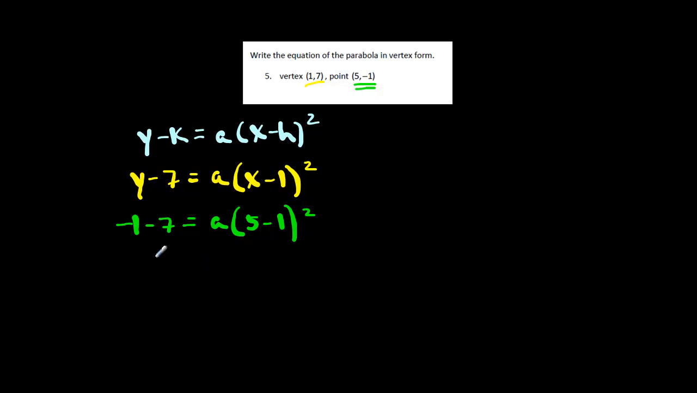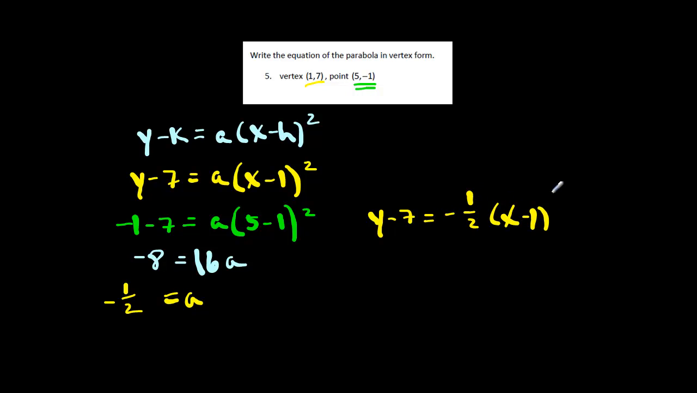So let's simplify this. We have negative 8 equals 5 minus 1 is 4. 4 squared is 16. So times a is going to be 16a. If I divide both sides by 16, a is going to be negative 8/16, which is negative 1/2. So let's just put everything together. I'm going to have y minus 7 equals a, which is negative 1/2, x minus 1 squared. And there's your answer.